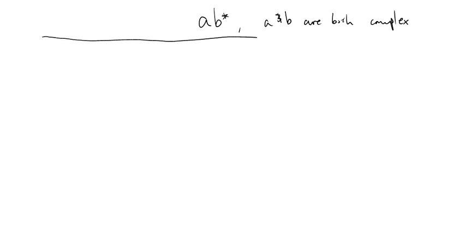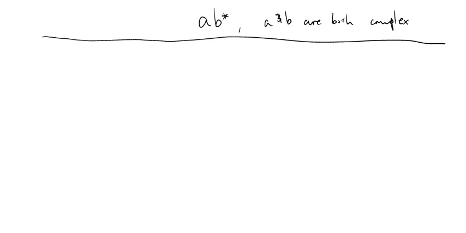Let's take a look at what it means for one complex number a to be multiplied by the complex conjugate of another complex number b. Here we're going to assume that a and b are both complex. We're going to try to get some intuition into what is going on here.